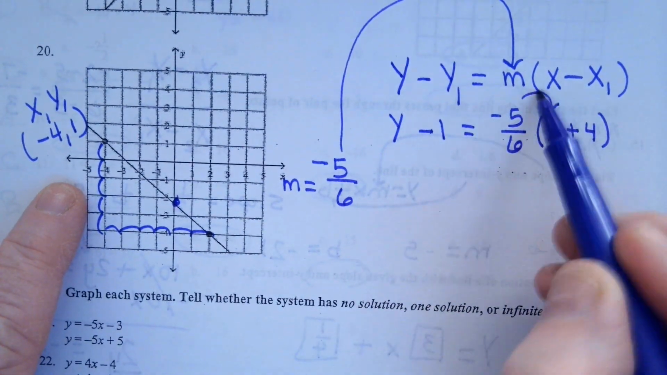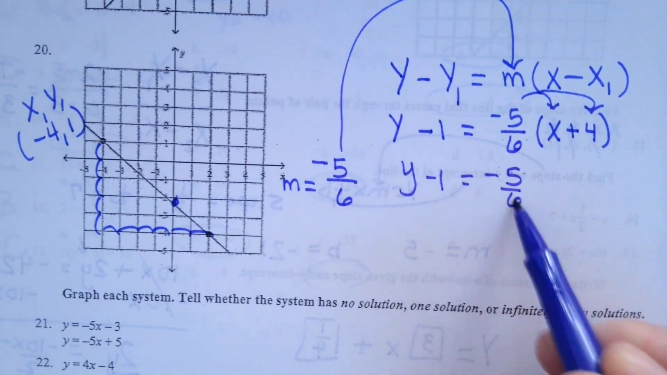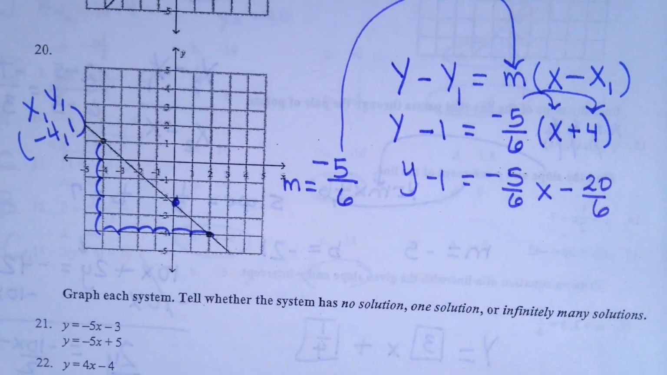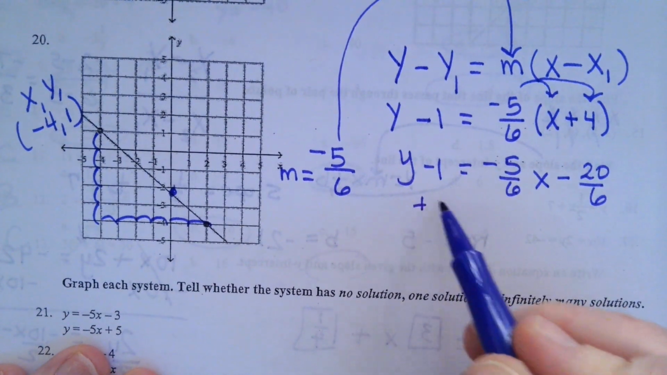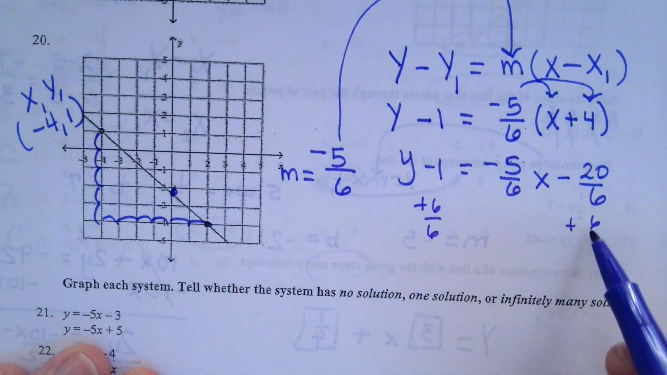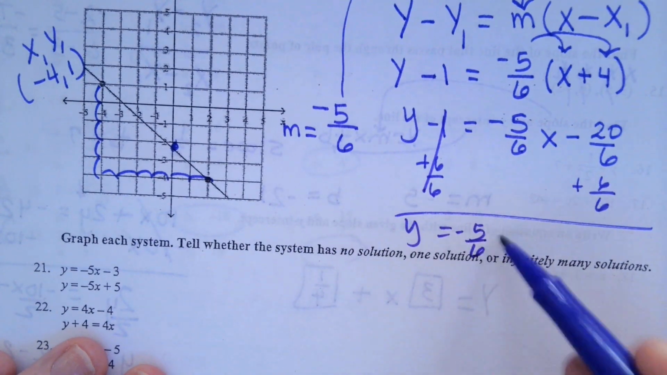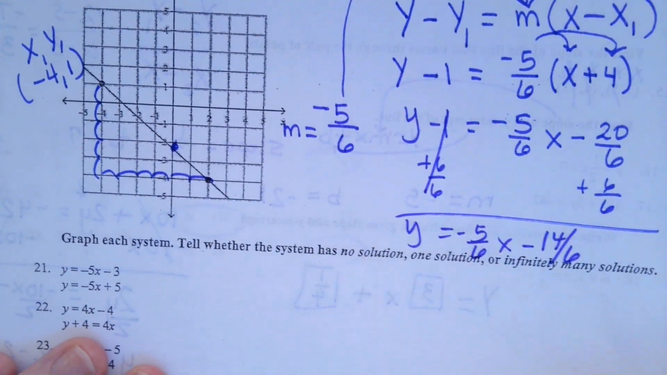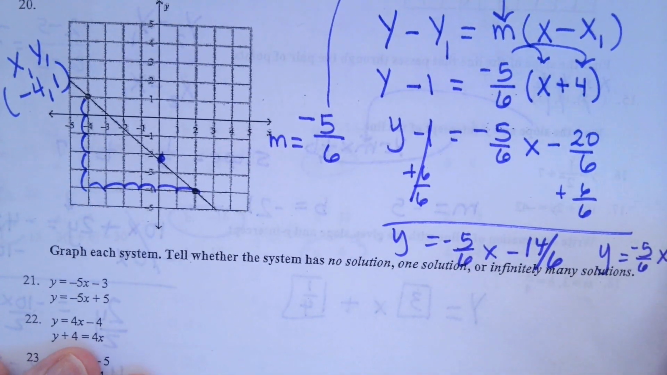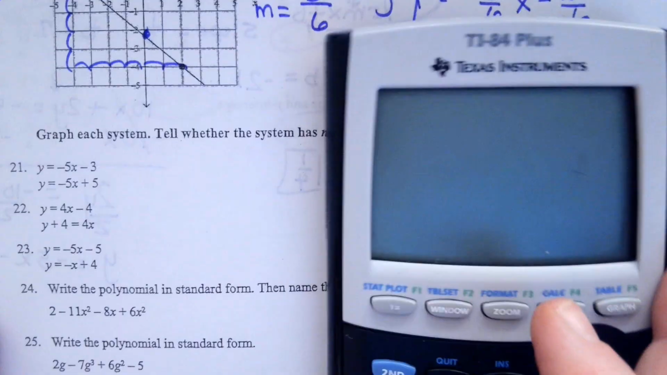Then you need to distribute. Y minus 1 equals -5 over 6x minus 20 over 6. Then you need to move the 1 over. I'm going to write it as, y'all know there's lots of ways to write 1, right? I'm going to write it as 6 over 6, because when I add it, y equals -5/6x minus 14 over 6. Simplify. Y equals -5/6x minus 7/3. That's our answer there. We are going to graph the system.